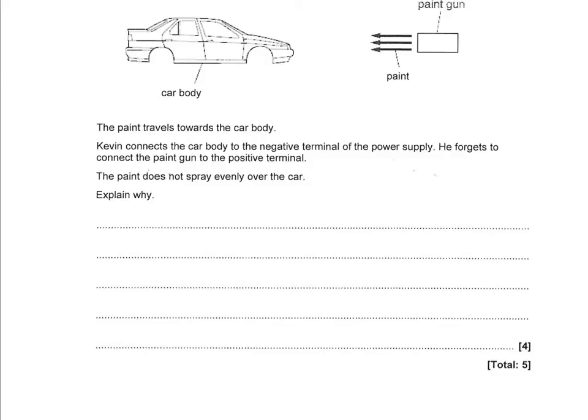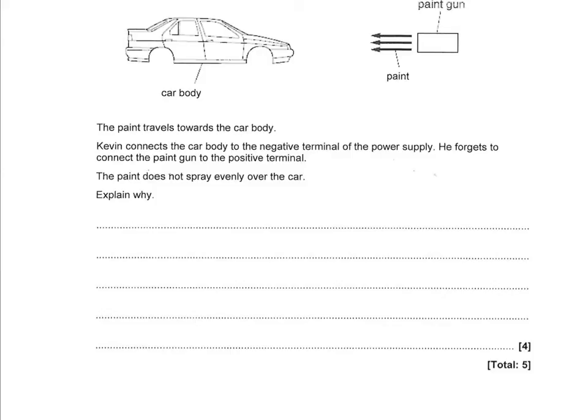So first mark saying the droplets have no charge, so they don't repel. Second mark saying that this means the paint does not produce a mist or a fine spray. The third mark saying that the paint is not charged opposite to the car, or the car does not attract the paint. And the fourth mark saying that this means the paint is not attracted into the shadows, or there's not an even coat of paint.